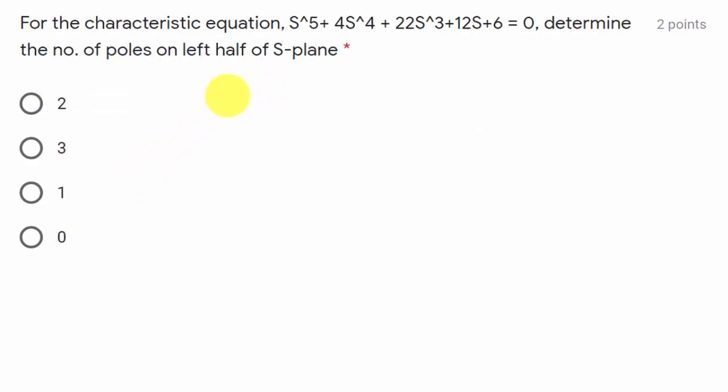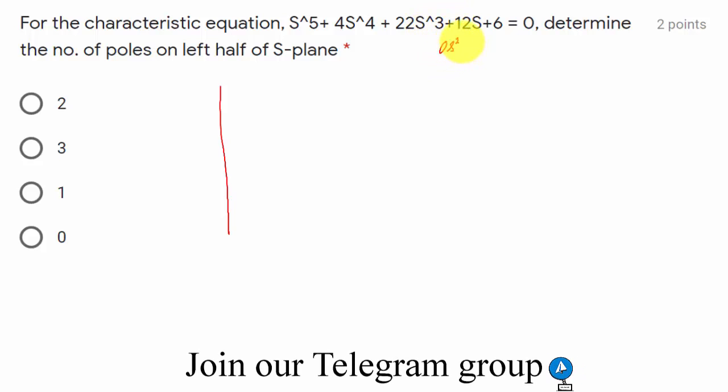Moving on to the next question, what is given is the characteristic equation s power 5 plus 4s power 4 plus 22s cube plus 0s square plus 12s plus 6 equals 0. Determine the number of poles on the left half of the S-plane. In most of the questions they will be asking the right half of the S-plane, but here they are asking the left half of the S-plane. So let me make use of the RH criteria.